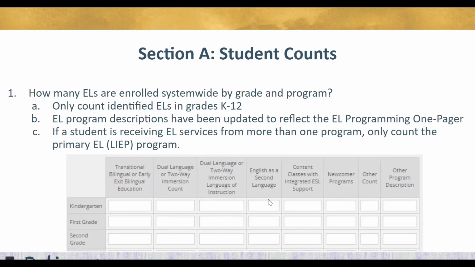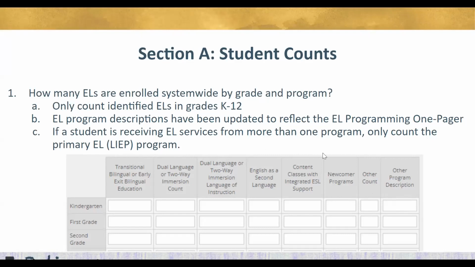English as a second language. This is probably the majority of what you guys are doing. Content classes with integrated ESL support. All of you should be doing this one no matter what. You may not offer any other kinds of EL programming, but everybody needs to be doing this at the minimum. And then your newcomer programs, and then other count. Like if you're doing some sort of additional program, or maybe an intensive English program, or a multilingual program. I don't know of any of these. I do know of a couple of intensive English programs. You would tell me how many students are participating in those and then give the description of it, okay?